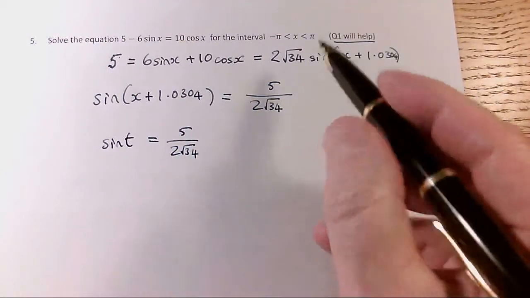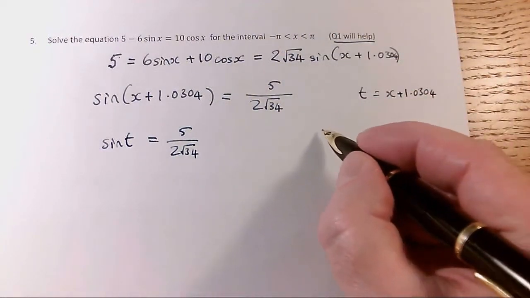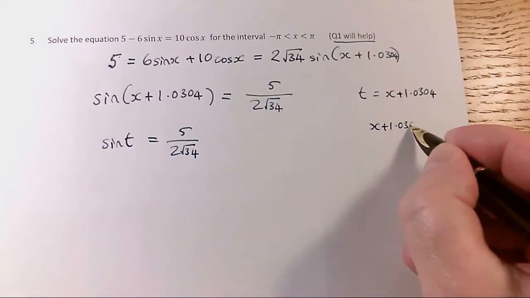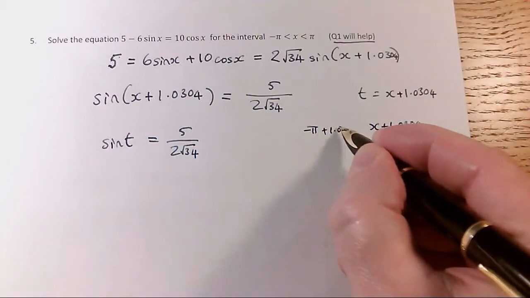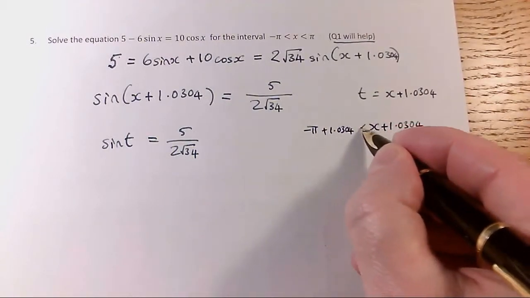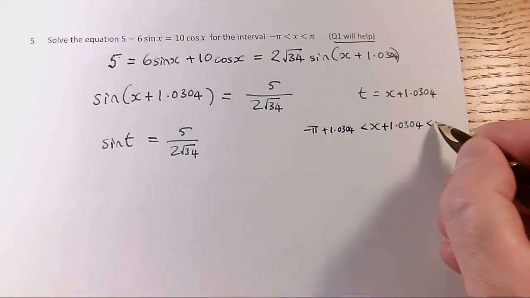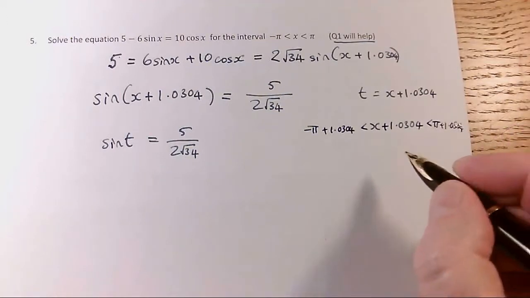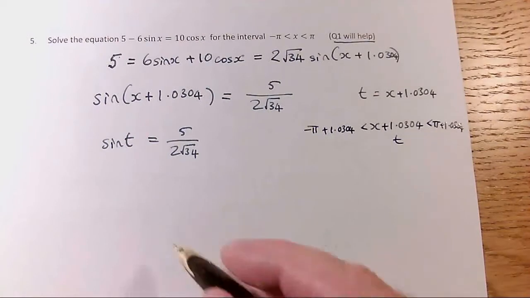Okay. Here's my set of values for x. So my interval for t, well, x plus 1.0304, I'm going to have minus pi plus 1.0304 is less than x plus 1.0304 is less than pi plus 1.0304. So I'm looking at that range of values, or that set of values for t.